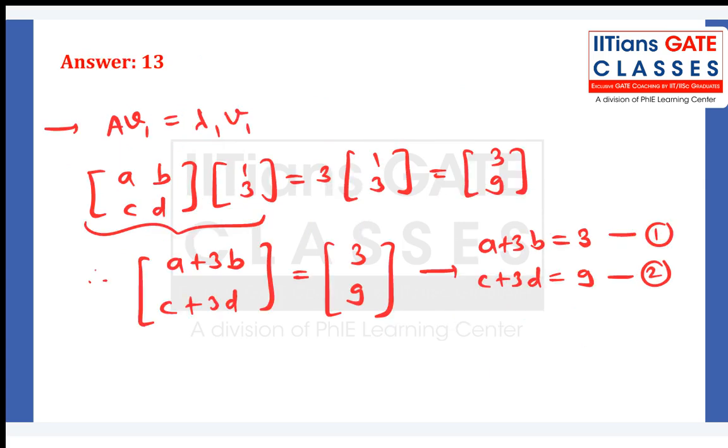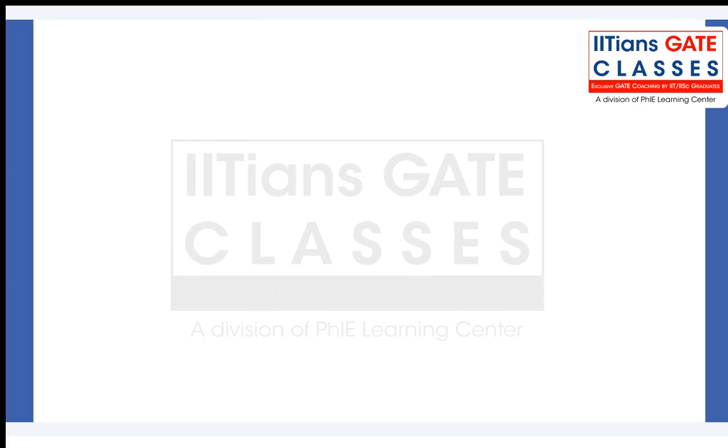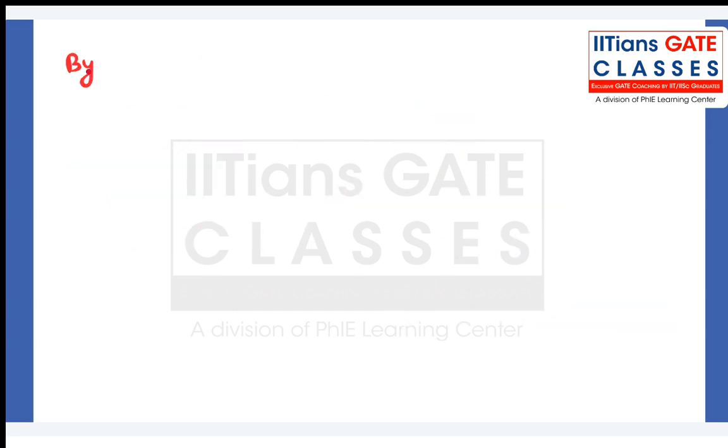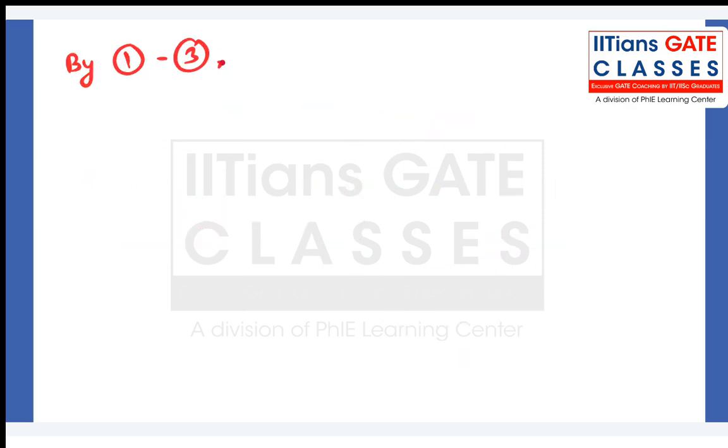Okay, and clearly you can see if you subtract 1 from 3. Basically, what I'm trying to do is, wherever it is 3B, let's subtract that. So let's do equation 1 minus equation 3. The first equation is A plus 3B equal to 3, and the third equation is A plus 2B equal to 2.